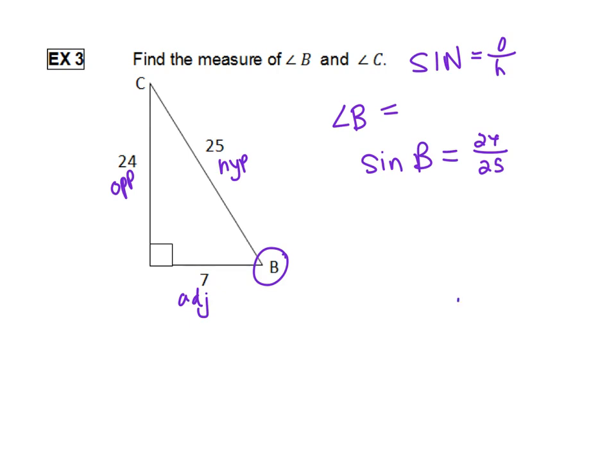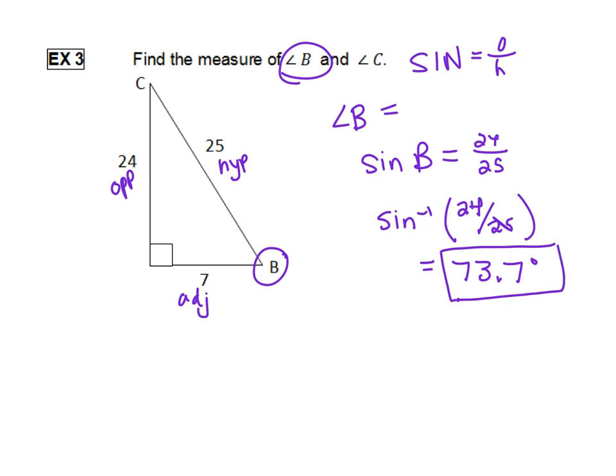Now I want to use my calculator to help me figure out what angle B is. So I'm going to use the inverse sine button. Anytime you're trying to find an angle measure, you're going to end up using the inverse sine. So I'm going to do the inverse sine of, and then in parentheses, 24 divided by 25. You do the inverse sine, and you're going to notice that you get a parenthesis right away. So you do 24 divided by 25, close the parenthesis, and it's going to tell you 73.7 degrees. So that's how we used our trigonometry to find angle B.